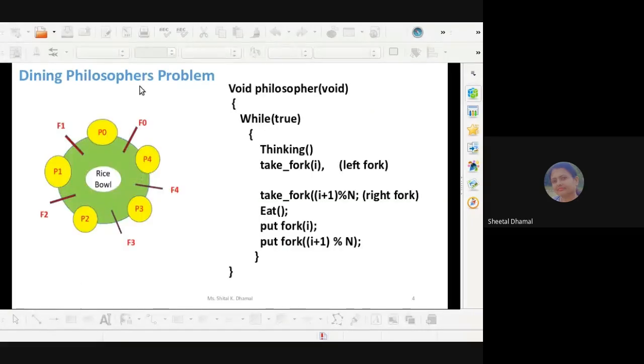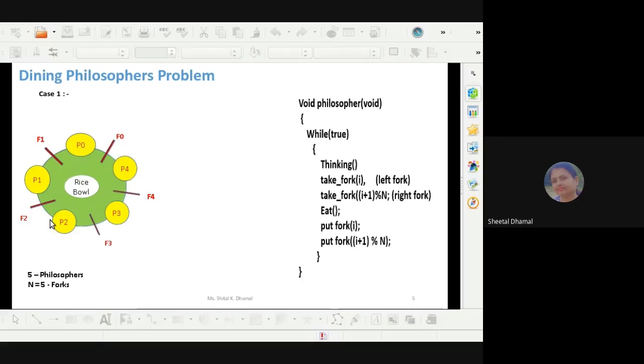We will represent this dining philosophers problem using code. Five philosophers are there, and instead of chopsticks, now I am using the word fork. Here you can observe that philosopher P0 is there. On the right-hand side of this philosopher, the fork F1 is there, and on the left-hand side the fork F0 is there. To eat, philosopher P0 will require forks F0 and F1. Then only he is able to eat.